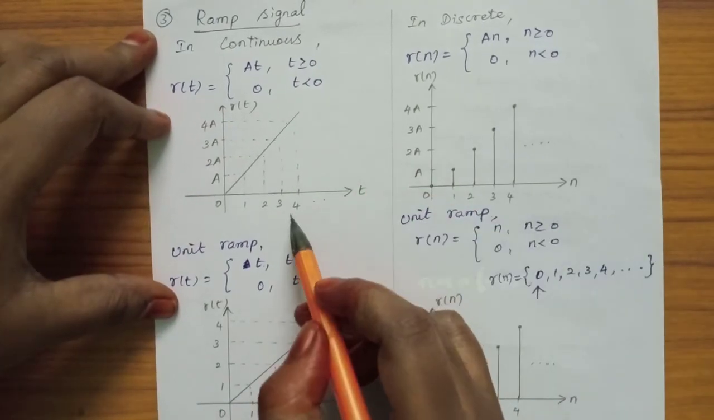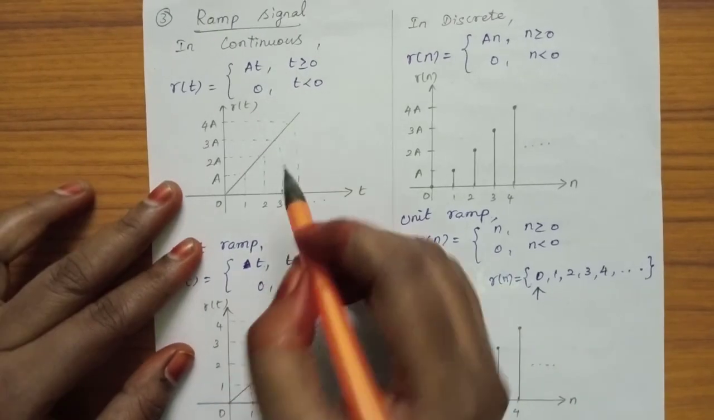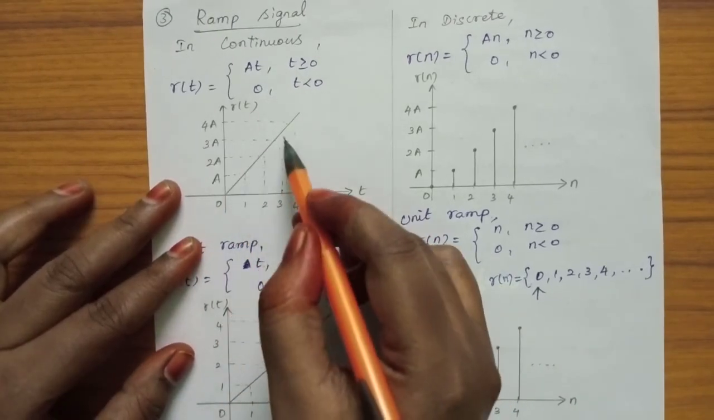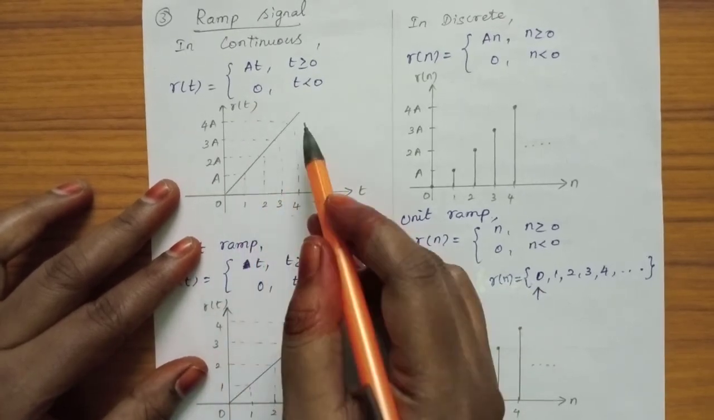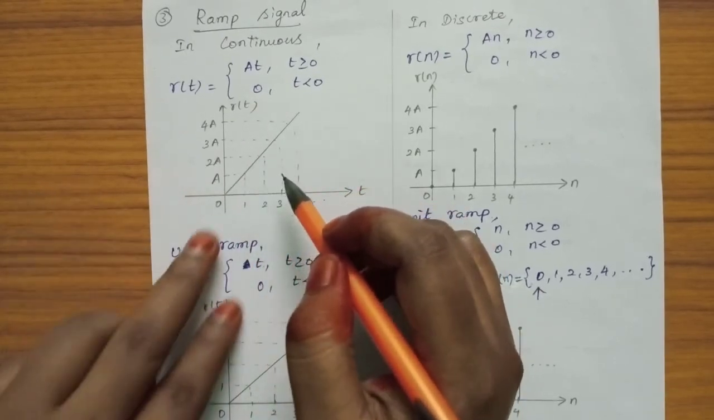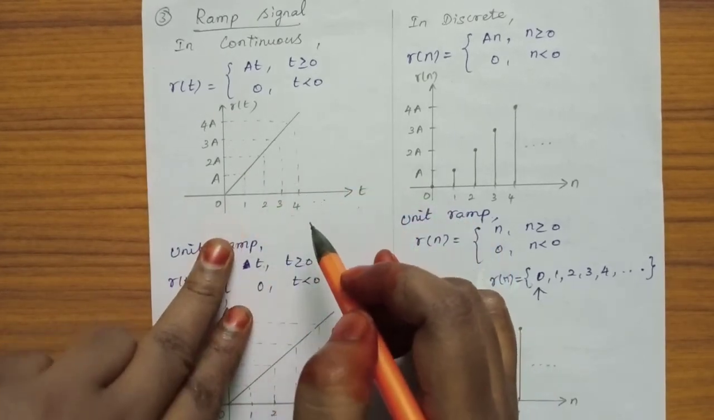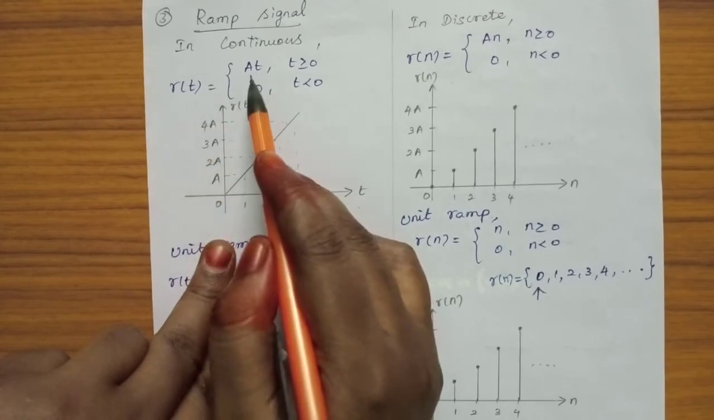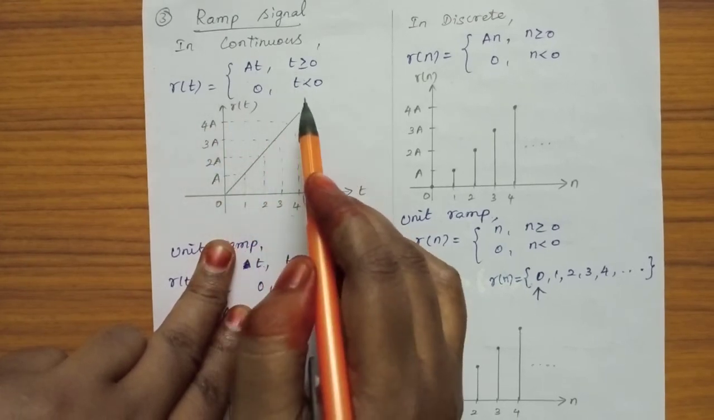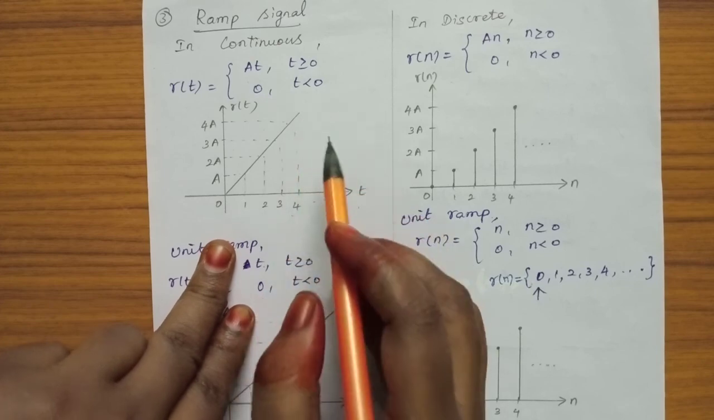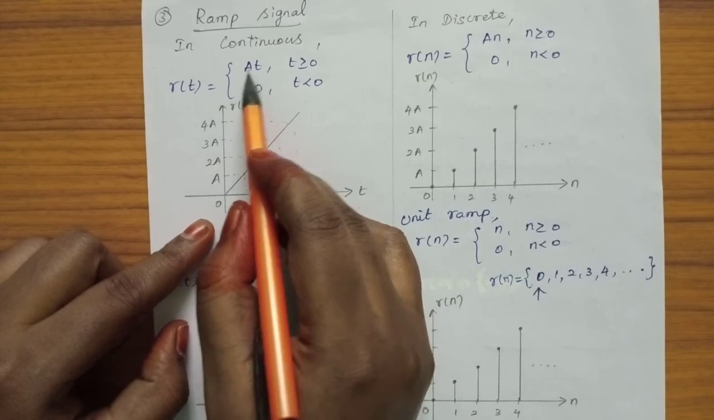So this is a graphical representation of ramp signal. That is, it has linear relationship between t and r of t. If you take slope at any point in the curve, we will be having constant slope value. Okay, that is r of t equal to at when t greater than or equal to 0, 0 when t less than 0.